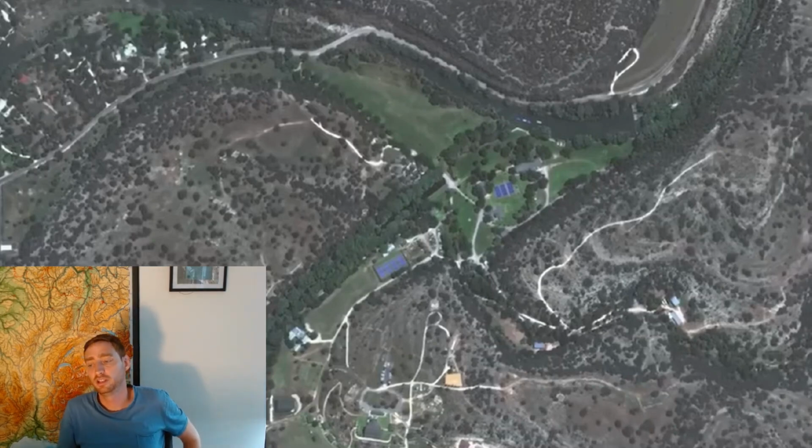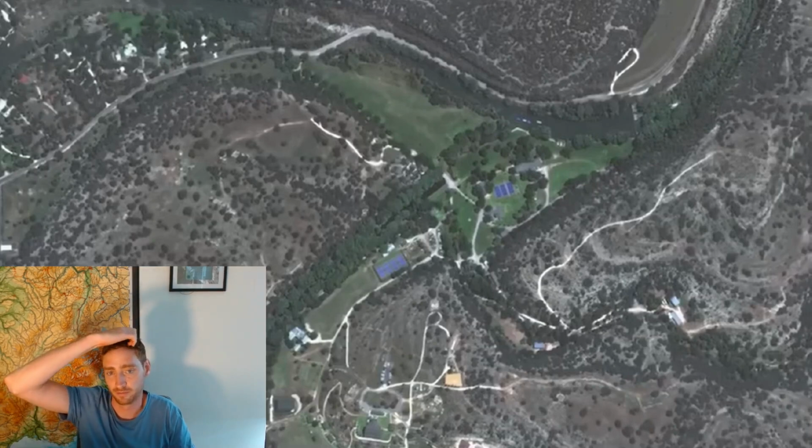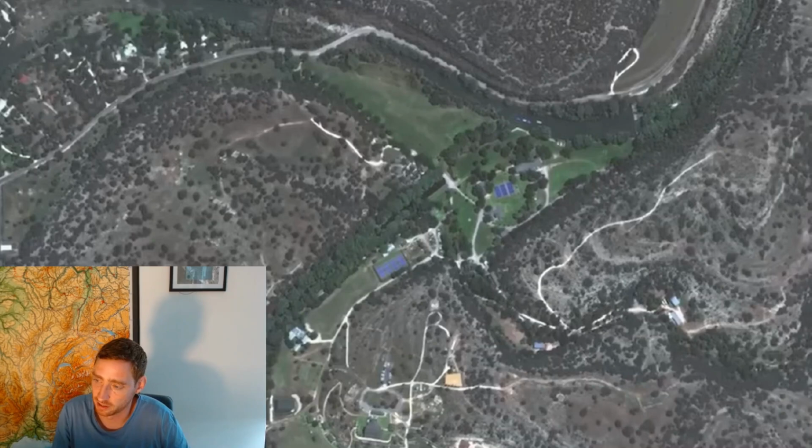Now, one thing that you can use to visualize the power and the intensity of this flood are satellite photos of the ground zero from before and after the event. Most of the casualties, or many of the casualties, occurred in this place called Camp Mystic, where unfortunately a lot of young people were camping in some sort of summer camp. And this summer camp is located right at the banks of the South Fork of the Guadalupe River.